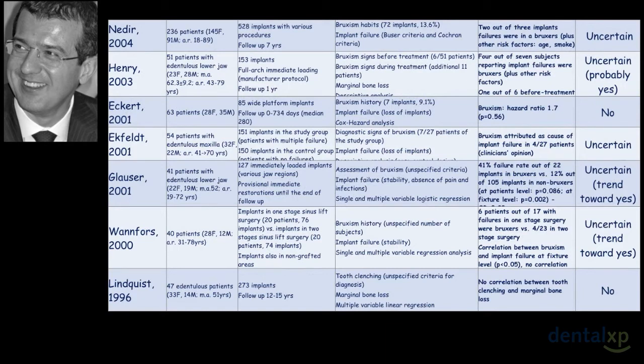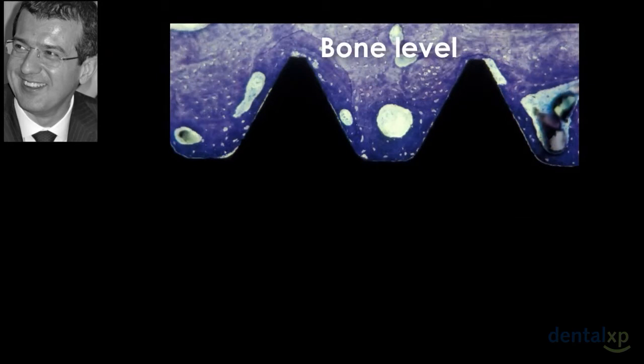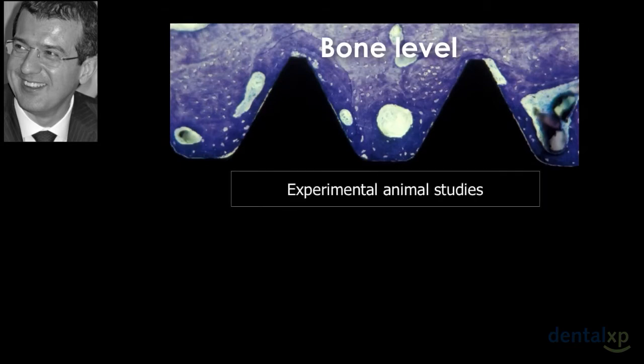Most of these studies say no, some say that it's uncertain, but most of the answer is no, it's not a biological risk factor. So the most important area is what is happening at the bone level, and as we have seen, most clinical studies tend to say that nothing is happening at bone level, but there are some controversies. To look into these controversies, we can look at what experimental animal studies are telling us.